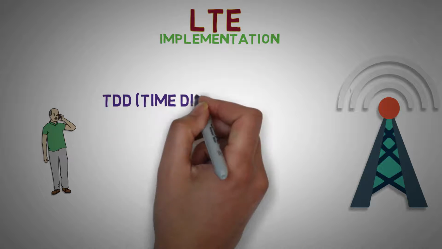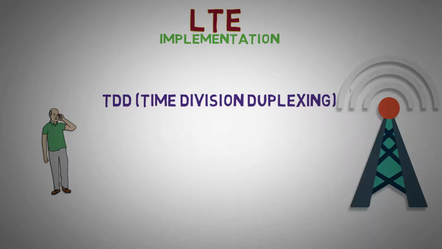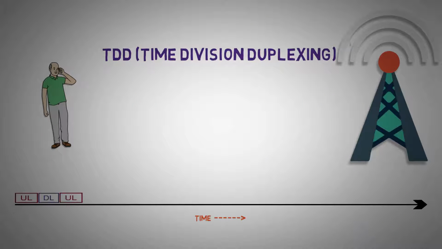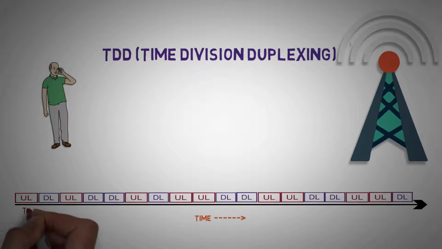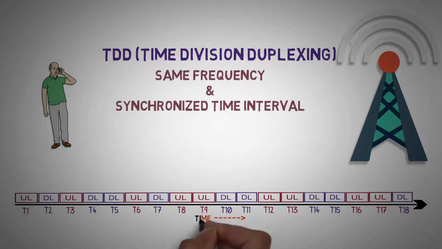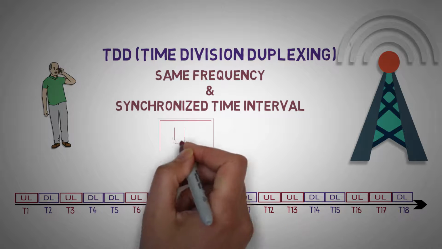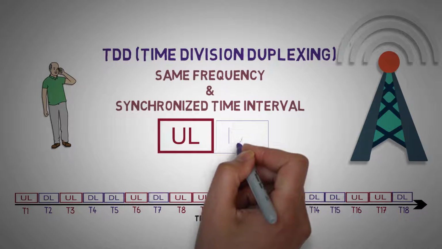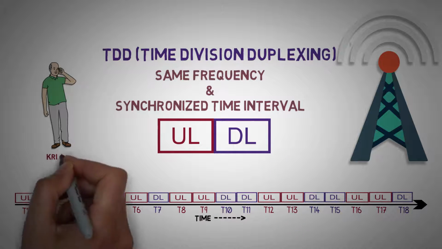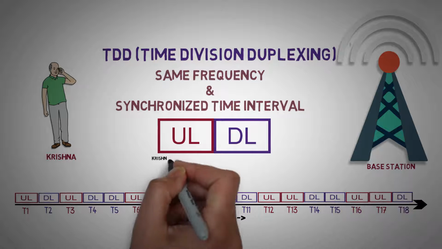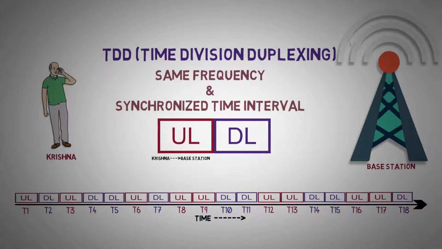Now moving forward to TDD. Time division duplex is a technique by which the uplink and the downlink transmissions are carried over the same frequency by using synchronized time intervals. For example, a TDD communication path has been set up between Krishna and base station. Krishna can alternately transmit and receive over time. Krishna uses time slot 1 to transmit, slot 2 to receive, slot 3 to transmit and so on.